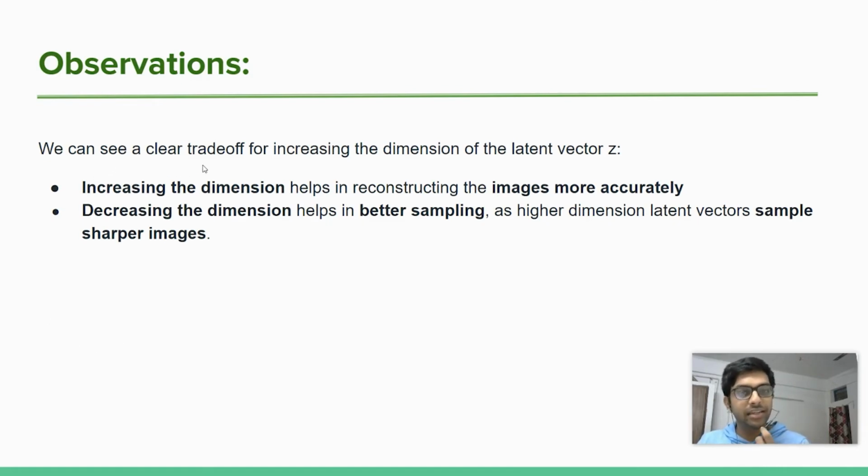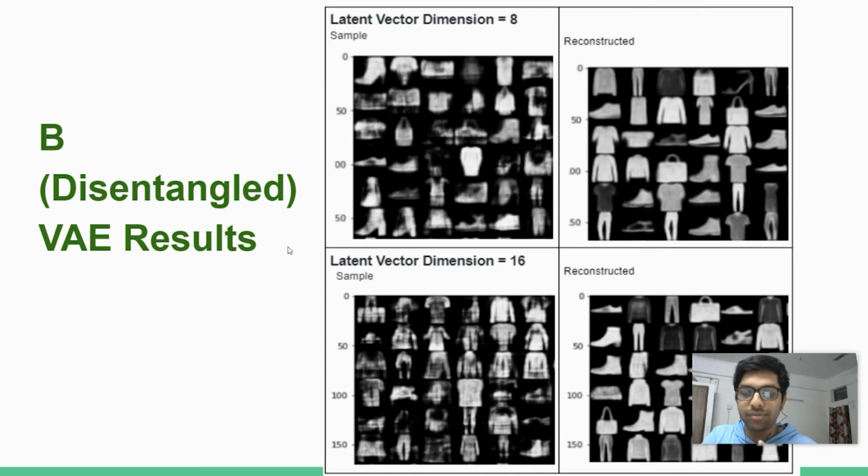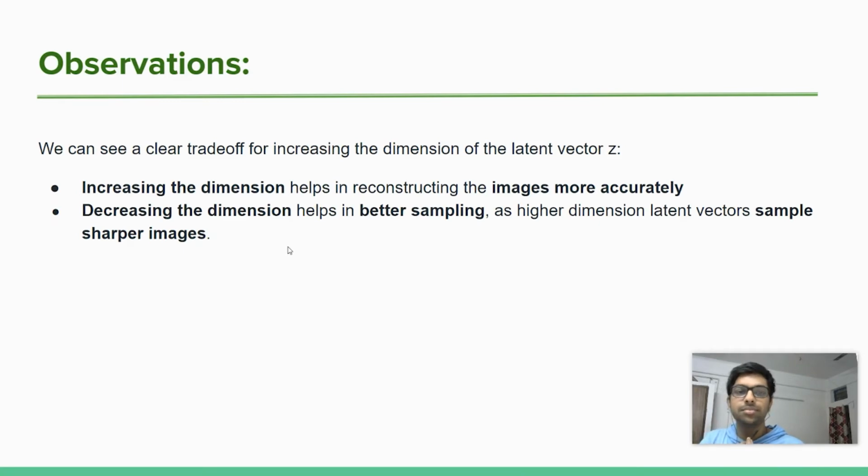So we can say there is a clear trade-off for increasing the dimension of a latent vector z. Increasing the dimensions actually helps in reconstructing the image more accurately up to a significant point, and decreasing the dimensions helps in better sampling. This is because higher dimension latent vectors sample sharper images. We can see that sharper images are sampled for higher dimensions, and the reconstructed quality is still increasing, but there's a clear trade-off.